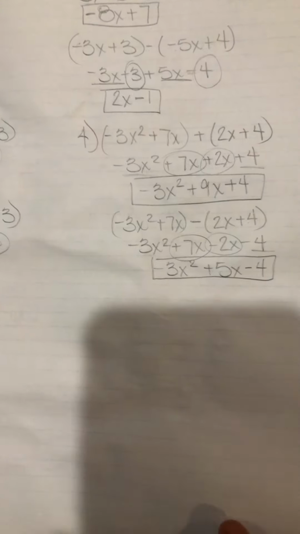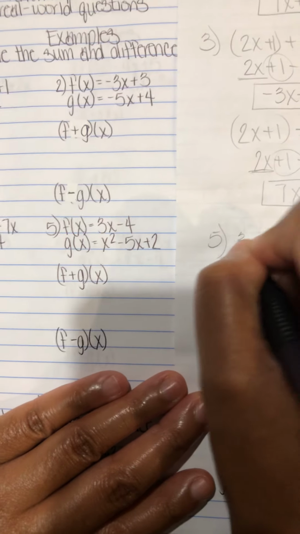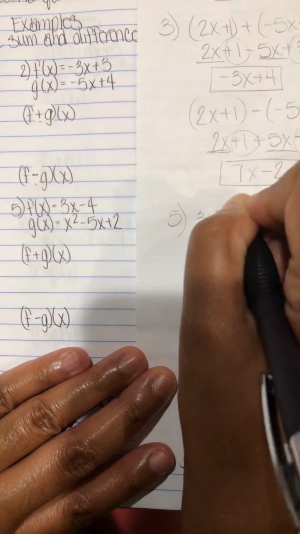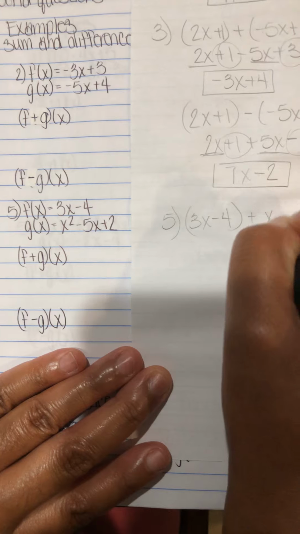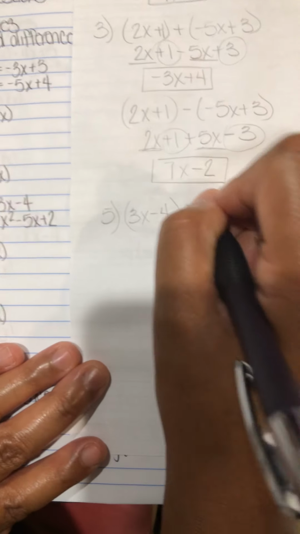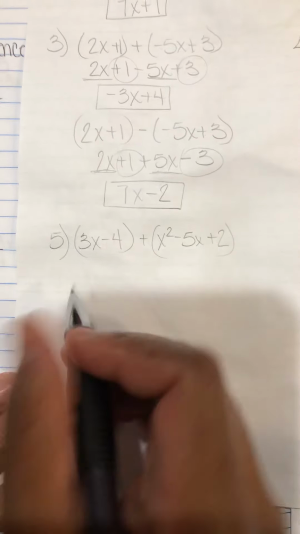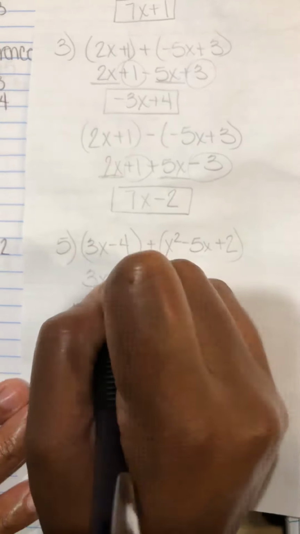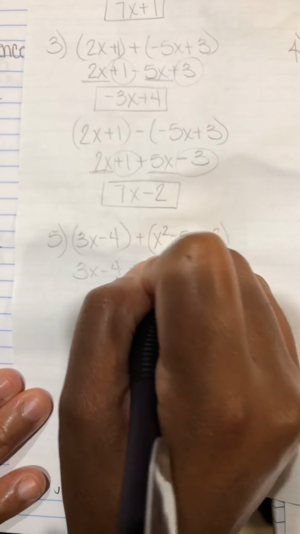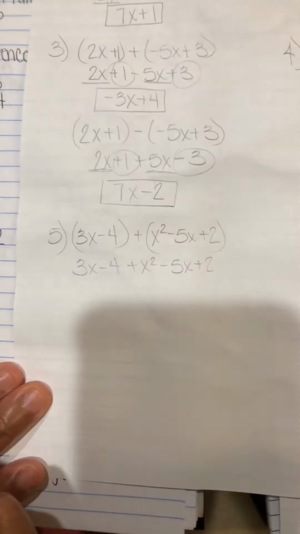All right, for number 5, you have 3x minus 4 plus x squared minus 5x plus 2. Again, if it's positive, everything stays the same. So 3x minus 4 plus x squared minus 5x plus 2.